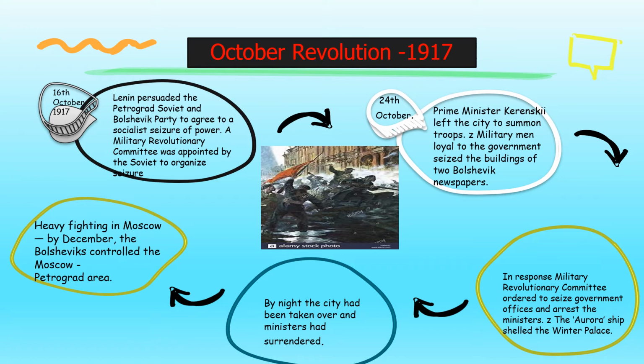Later in the day, the ship Aurora shelled the Winter Palace. Other ships sailed down the River Neva and took control of various military points. By midnight, a major part of the city was under the control of the Bolsheviks. Heavy fighting took place between the Bolsheviks and the people who supported the king. But by the end of December, the Bolsheviks got full control of the Moscow-Petrograd area.